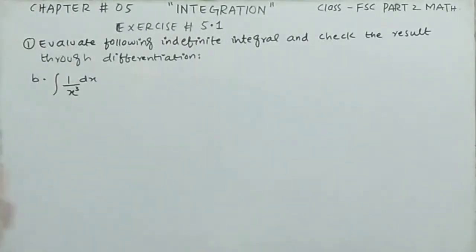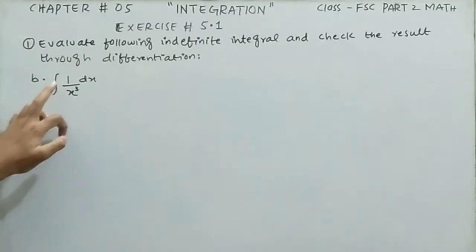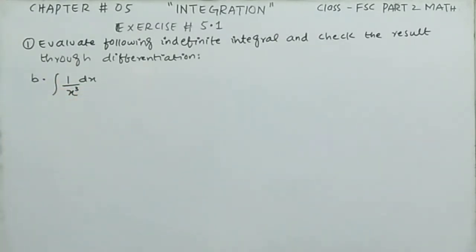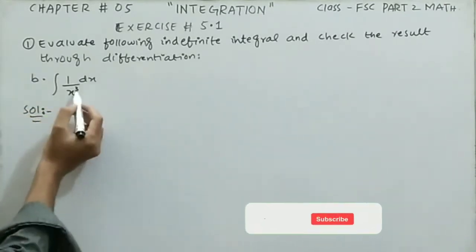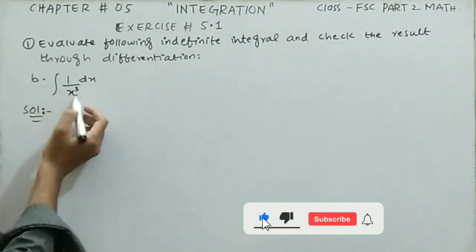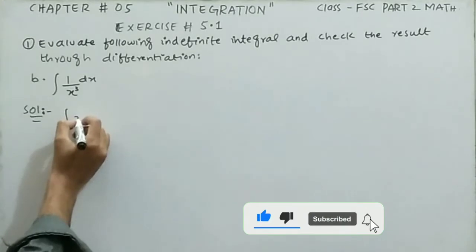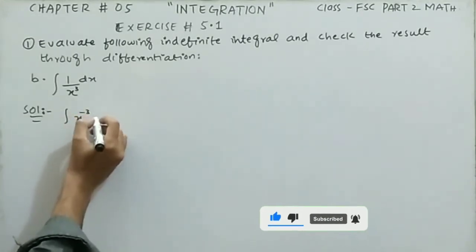Now move to the second part of question number 1, part number B. It tells us the integral of 1 over x power 3 dx. So move to the solution of this part B. Remember over here the power of x is positive, so by moving to the numerator, the power will become negative. It becomes x power negative 3 dx.